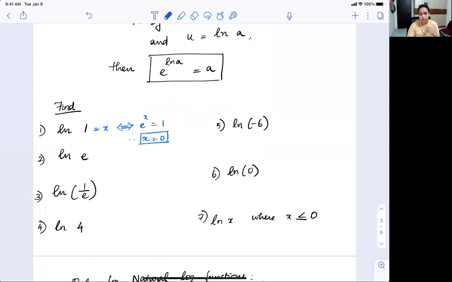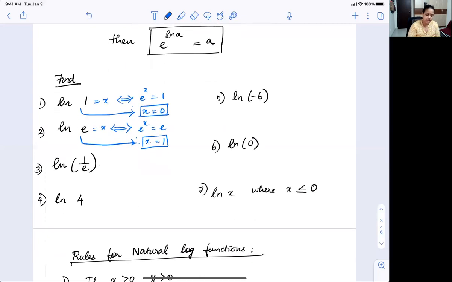Now, let's find ln e. Let me call this x again. And an equivalent way of writing this expression is that e power x is equal to e. Therefore, x is equal to 1, and ln e is equal to 1. In a similar fashion, if ln 1 by e is equal to x, I can rewrite that as e power x is equal to 1 by e. Therefore, x is minus 1.